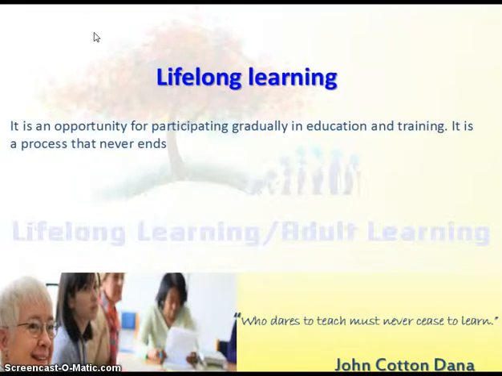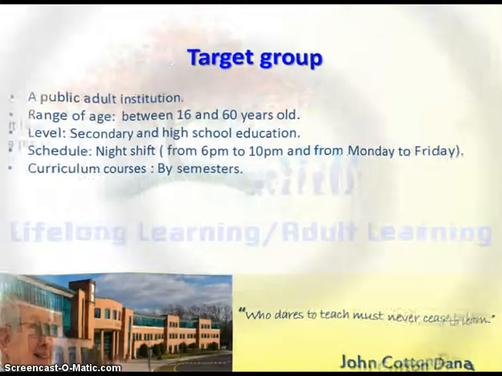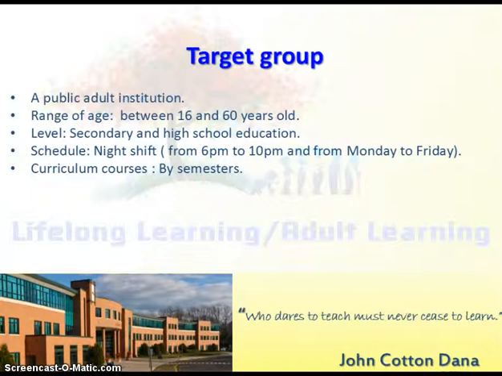Bear in mind the description of your specific target group. They belong to a public adult institution. Their range of age is between 16 and 60 years old. They want to start or continue their high school education for personal achievement or better work opportunities. Besides, they attend classes at the night shift from 6 p.m. to 10 p.m. from Monday to Friday. Their curriculum courses are divided by semesters.